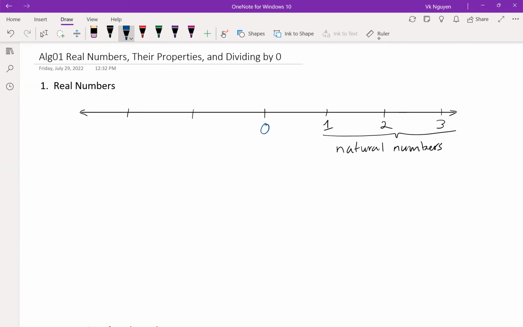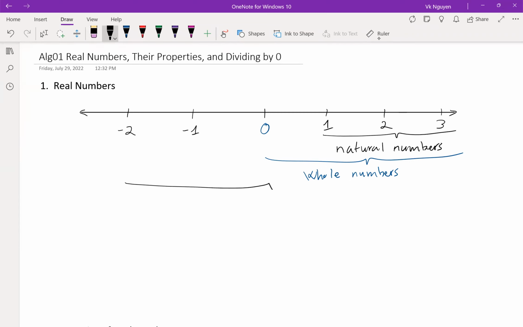At 0 we have whole numbers. To the left of 0, we have -1, -2, and together we have integers.